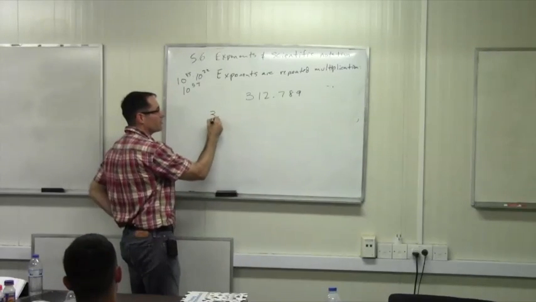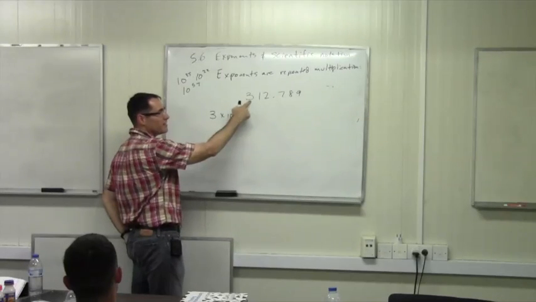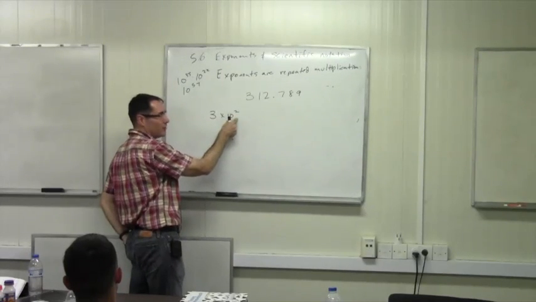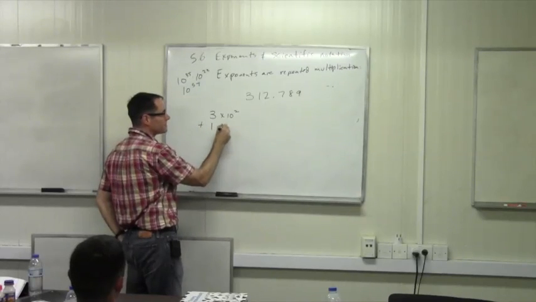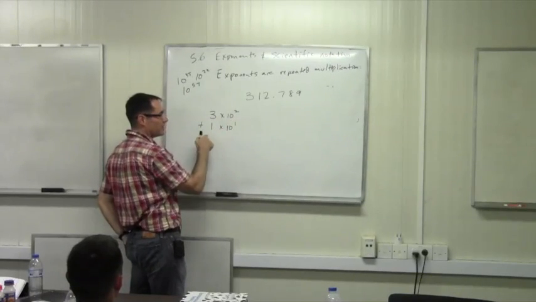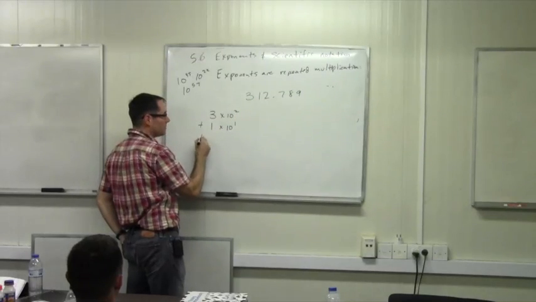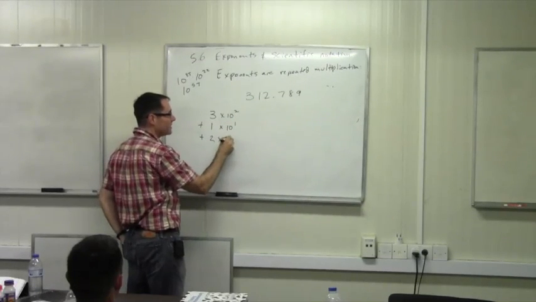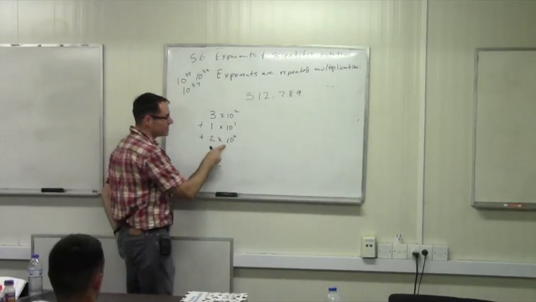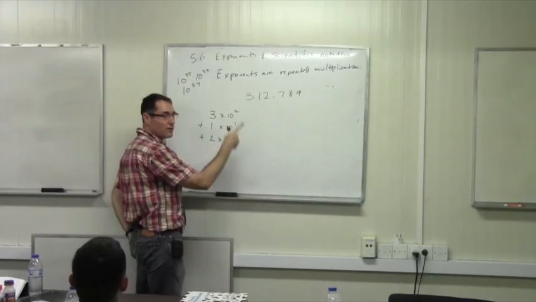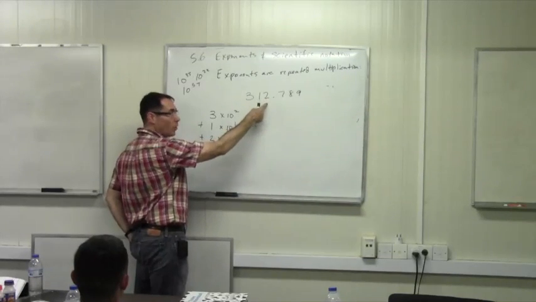That's equal to 3 times 10 squared, because 3 times 10 squared is 100. Isn't that the 300 part? Plus 1 times 10 to the 1, because 1 times 10 gives you the tens part, plus 2 times 10 to the 0. This is where the pattern part of it comes in very nicely. 10 to the 0 we defined as what? 1. So 2 times 1 is just 2, which is the ones column.